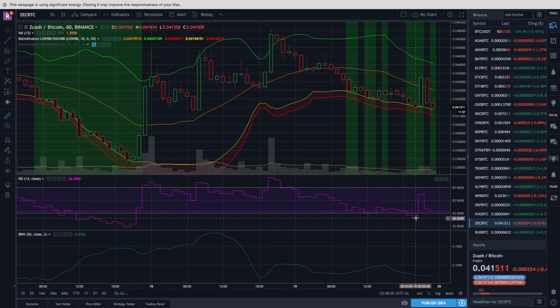And also another one here. This is near current time here. This is only a few hours ago on this chart here. So we're looking at another dip below the 40 on the RSI. But you see the trend is down in the Bollinger Bandwidth.